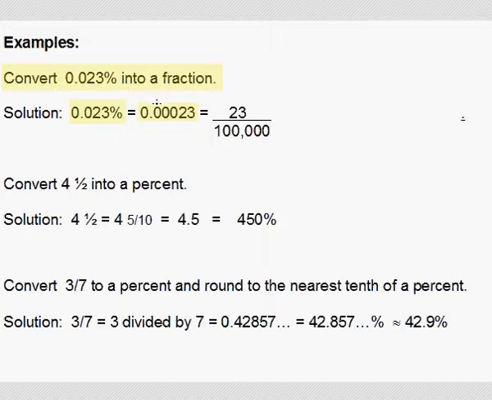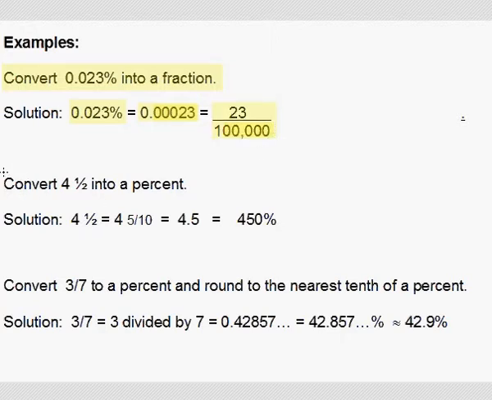Now we turn that into a fraction. We count the number of places. There's 5 places to the right of the decimal point. That means our denominator in our fraction is 10 to the 5th, or it's 1 with 5 zeros. So our fraction is 23 over 100,000.